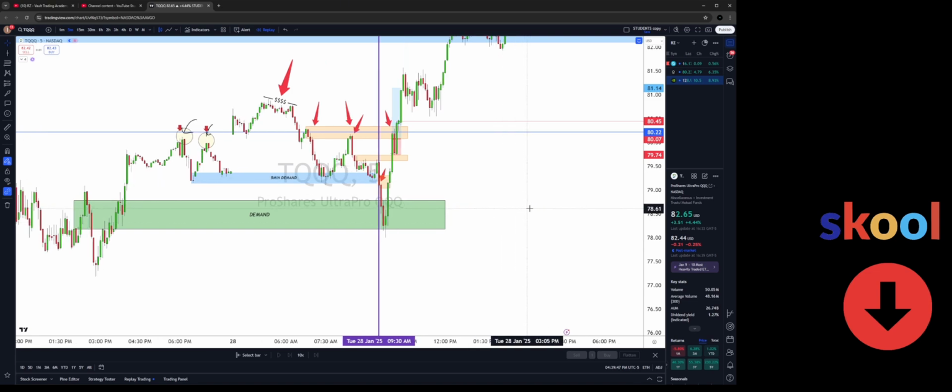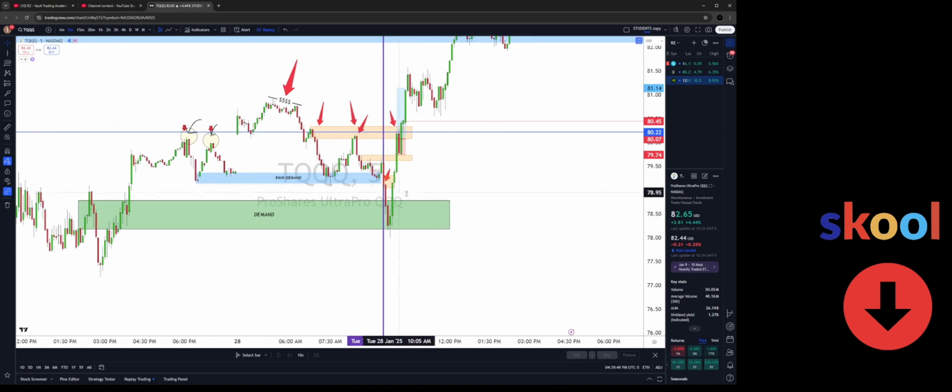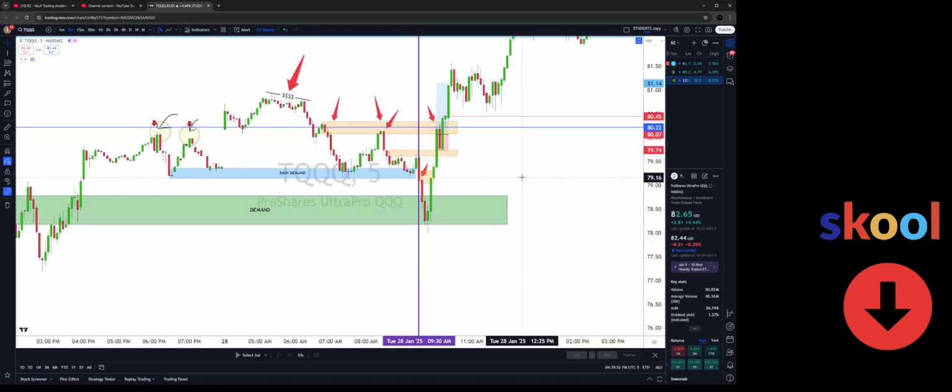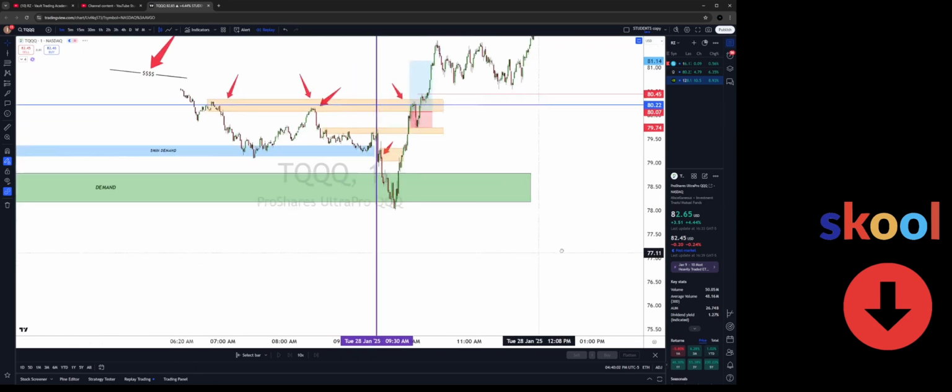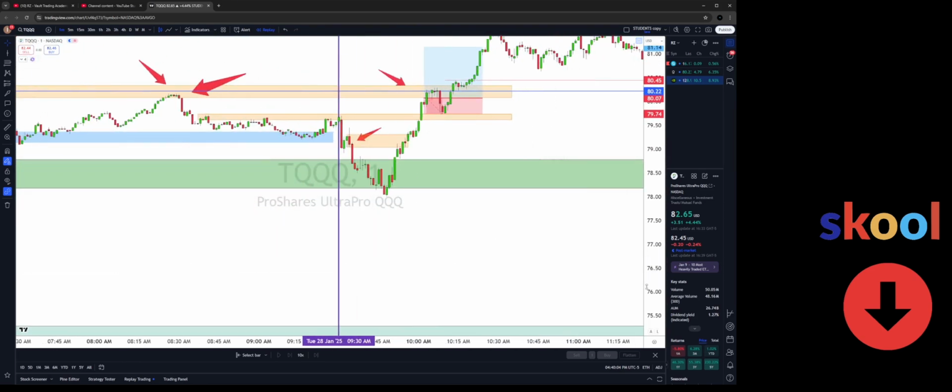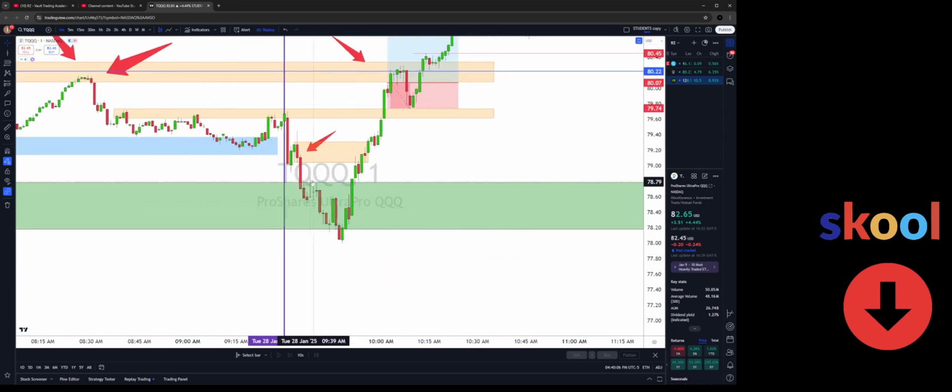If I go to a lower time frame, because this is not the time frame I was really trading off of, the 5-minute gave me enough information to zoom out a bit and see how these zones are reacting. So let's go to a 1 minute. There you go. Off of this green demand zone, price was selling off very aggressively, and this is the market open right here.